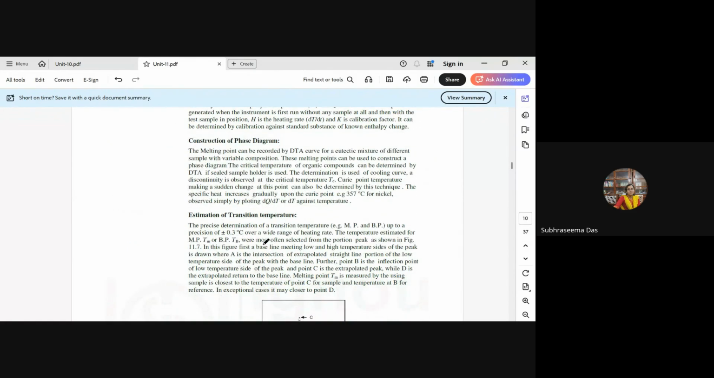Then construction of phase diagram. The melting point can be recorded by DTA curve for a eutectic mixture of different samples with variable composition. These melting points can be used to construct a phase diagram. The critical temperature of organic compounds can also be determined by DTA. Even the Curie point temperature can be determined by DTA.